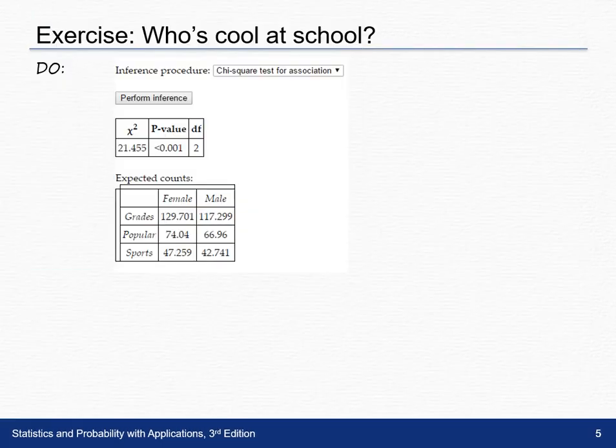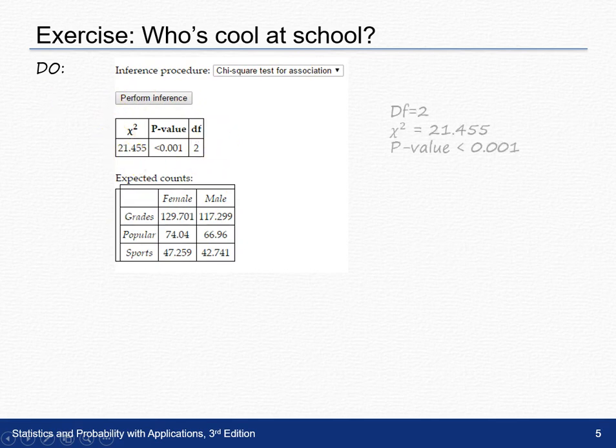So using again the applet, I'm choosing a chi-squared test for an association. Here are the expected counts we just looked at, and now what we want to do is look at this. So the actual do step is our degrees of freedom, our chi-squared, and our p-value, which seems to be very small.